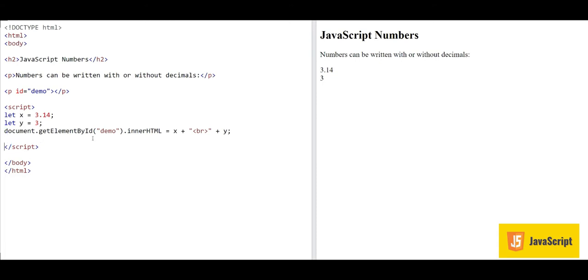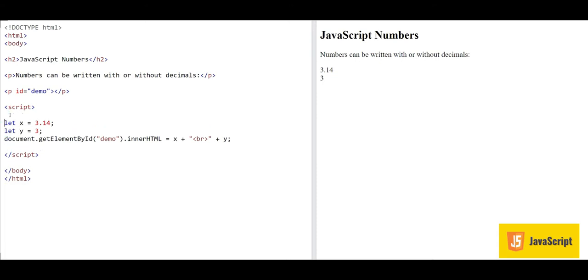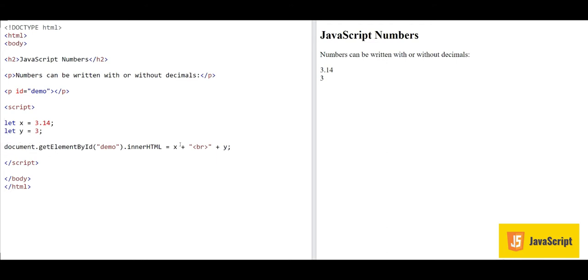Here we have the script, JavaScript, and we have two variables, let x is equal to 3.14 and let y is equal to 3, and then we are printing these two variables, x and y, and this is the output: 3.14 and 3.